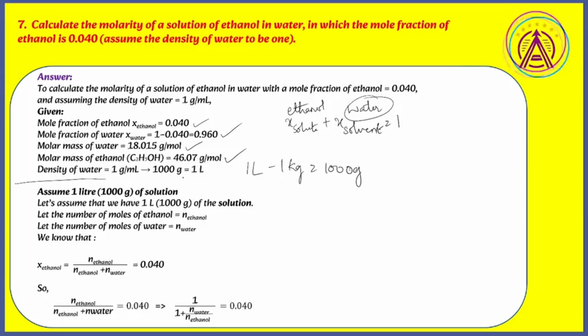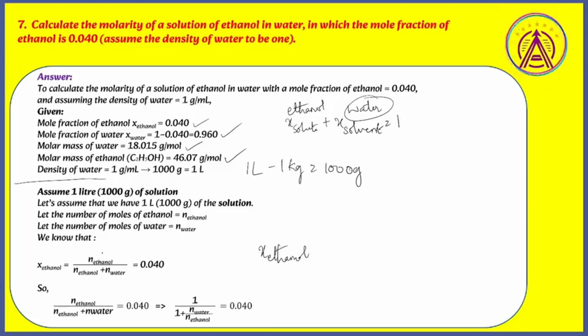Okay. Now if we consider that we have 1 liter of solution, since the volume is not given, remember in molarity sums, if the volume is not given, you consider it to be 1 liter. Okay. So assuming we have 1 liter of the solution, that is 1000 grams of the solution, you write number of moles of ethanol, let it be N ethanol, and number of moles of water be N water. So mole fraction of ethanol will be what?